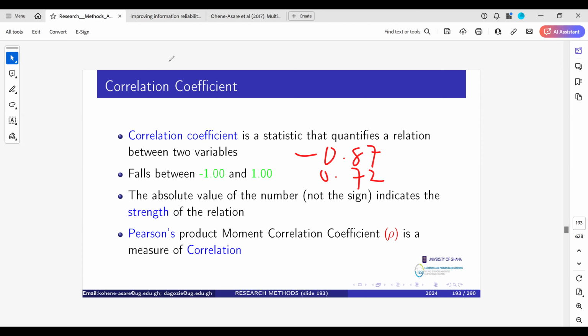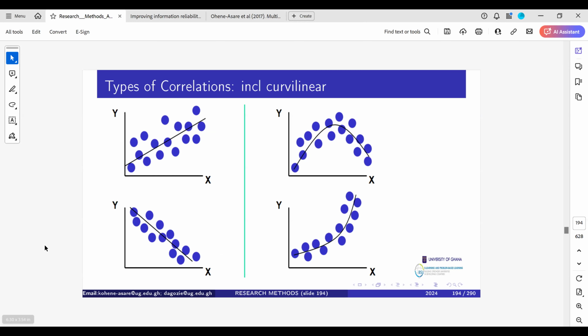So correlations are very important. The more you understand how correlation works, the more you can do with it. Remember, correlation is just a method. It's an approach you can use to establish a relationship. Now, it's not the only approach. There's another approach, which is not correlation.